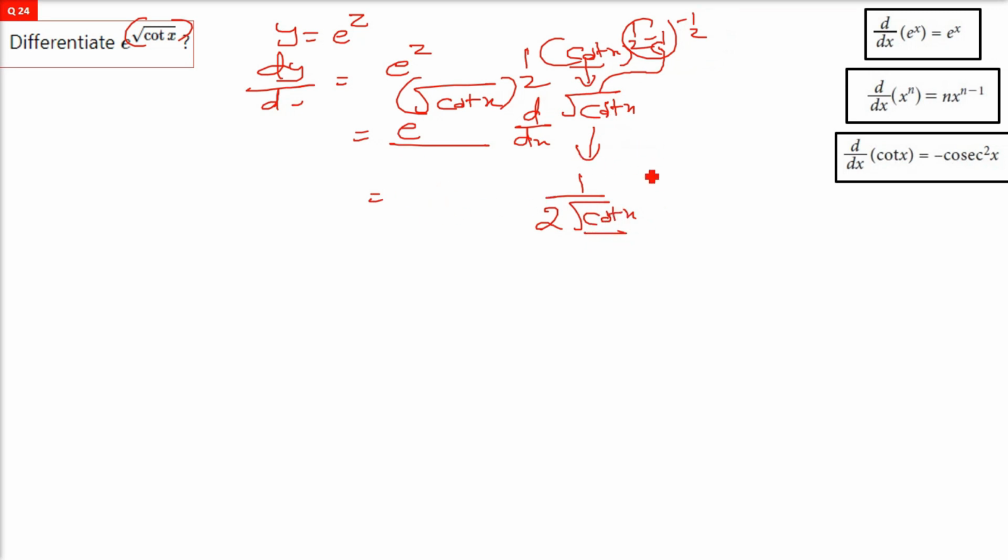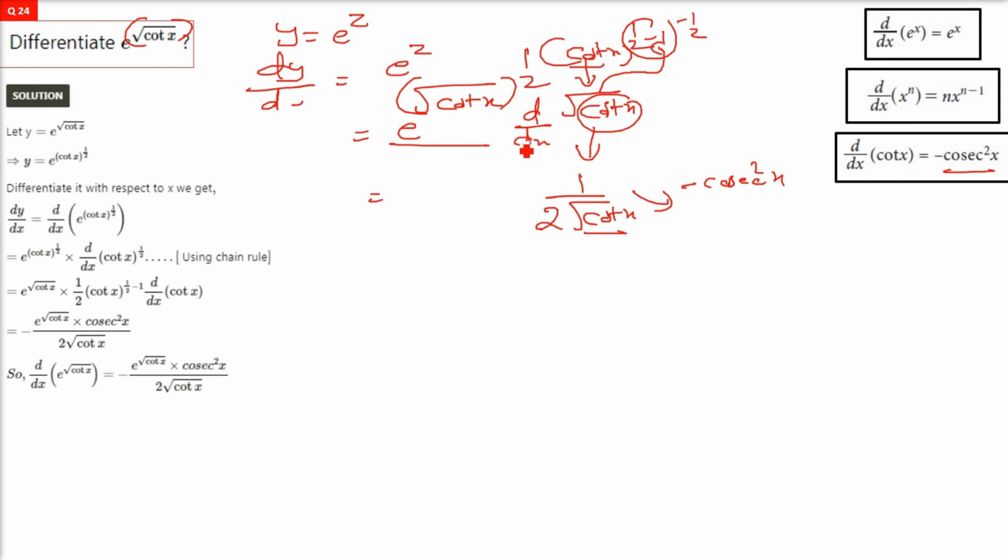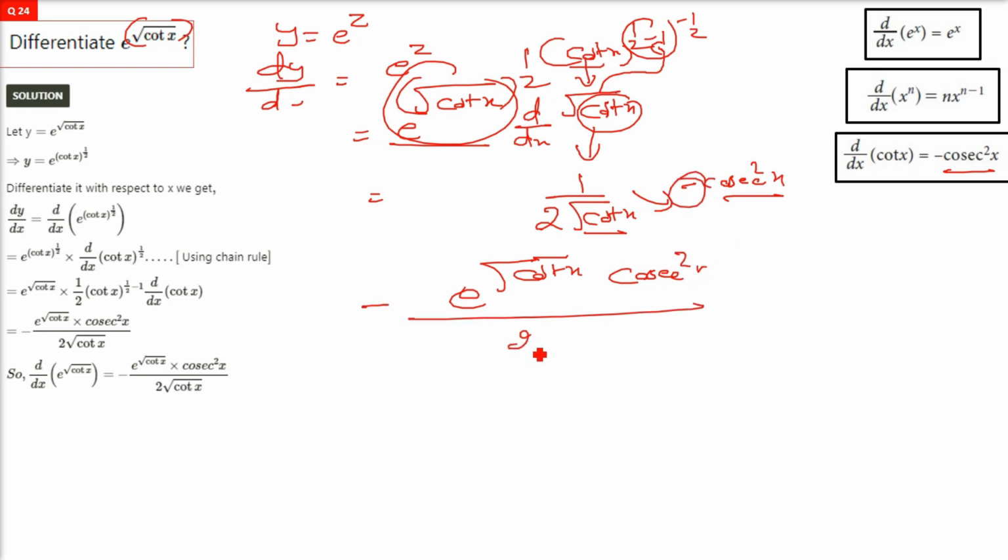Okay. Now the third step is cot x. You have to differentiate cot x. Cot x is minus cosec square x. This is a standard rule. So the final answer is 3 terms: e to the power under root cot x, which we got just by e to the power theta kind of differentiation. Then we took the under root cot x, which got us twice of under root cot x in the denominator, and then the minus cosec square x, which has come from differentiation of cot x.